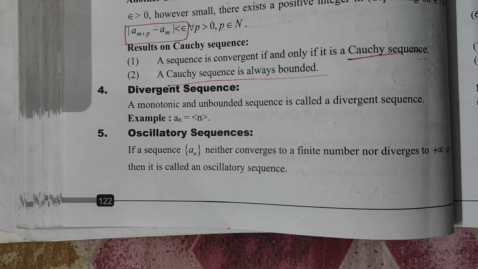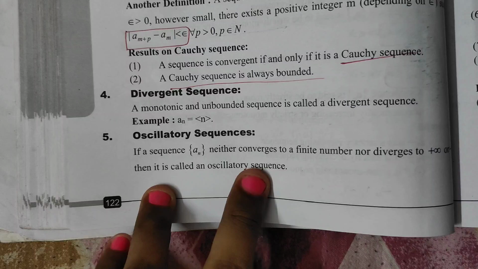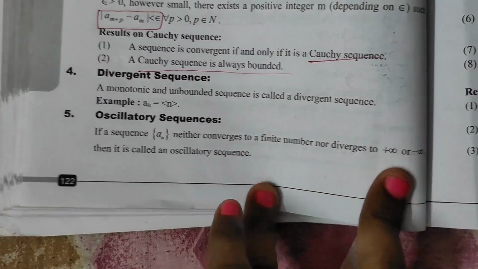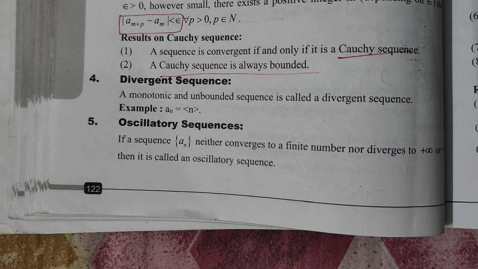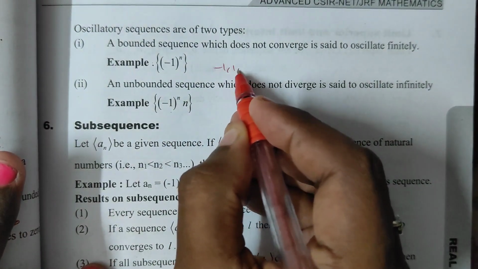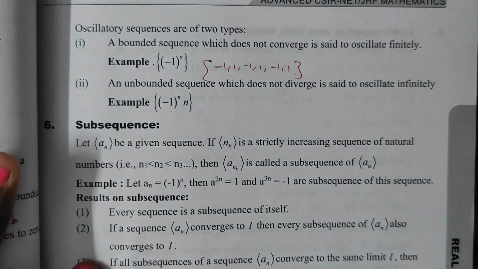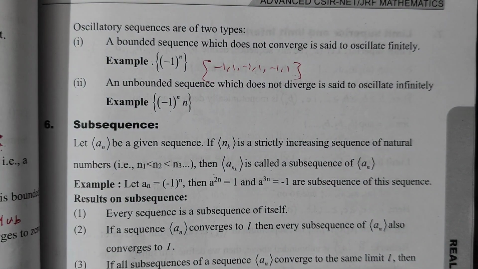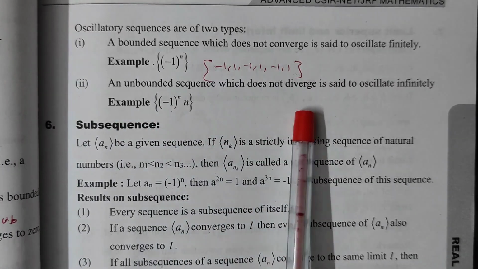An oscillatory sequence neither converges to a finite number nor diverges to plus or minus infinity. An example is (-1)^n, which goes minus 1, 1, minus 1, 1. We can't tell uniquely the point it converges to, nor can we say it diverges to plus or minus infinity. Understood?